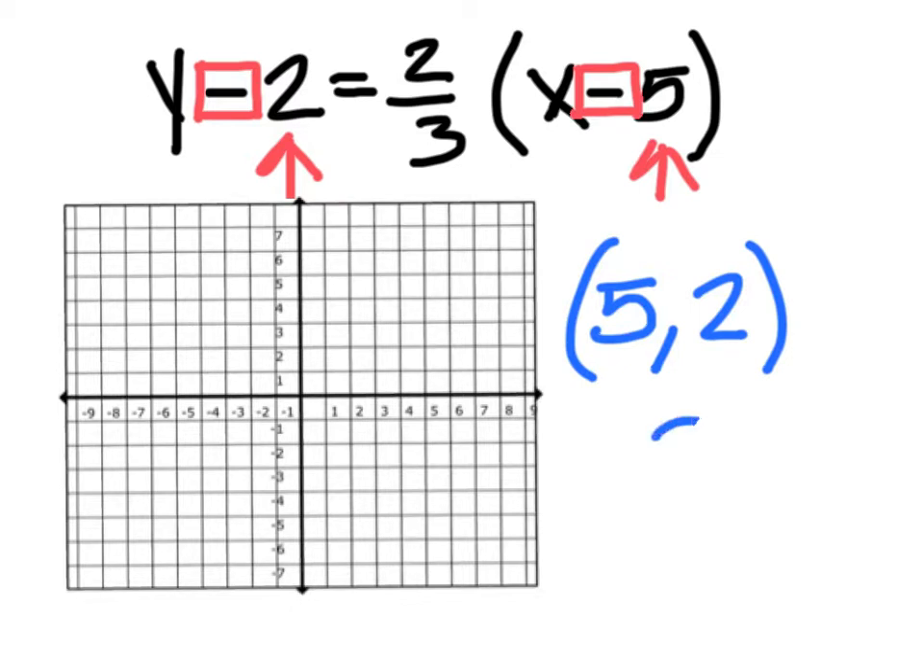And then the slope that you will use is 2/3. So find 5, 2 on the graph. Go over 5 and then up 2. Make a dot. And then your slope is 2/3, so go up 2 and to the right 3. Make a dot. And now we'll draw a line like this and move it over. Goes all the way through. It's straight and it has arrows at either end.